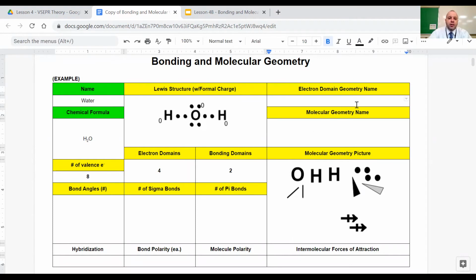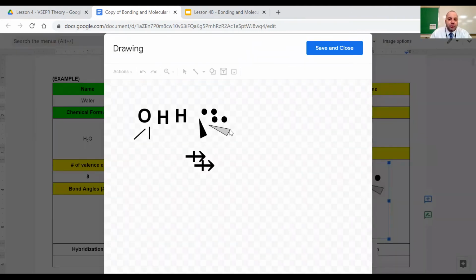So if you look up on your VSEPR theory guide that we worked on earlier this week, it says electron domain geometry name. This is going to be tetrahedral because of the 4 electron domains. And the molecular geometry name is going to be bent because we have a 4-2 combination. So the next thing that we're going to do is make our molecular geometry picture.